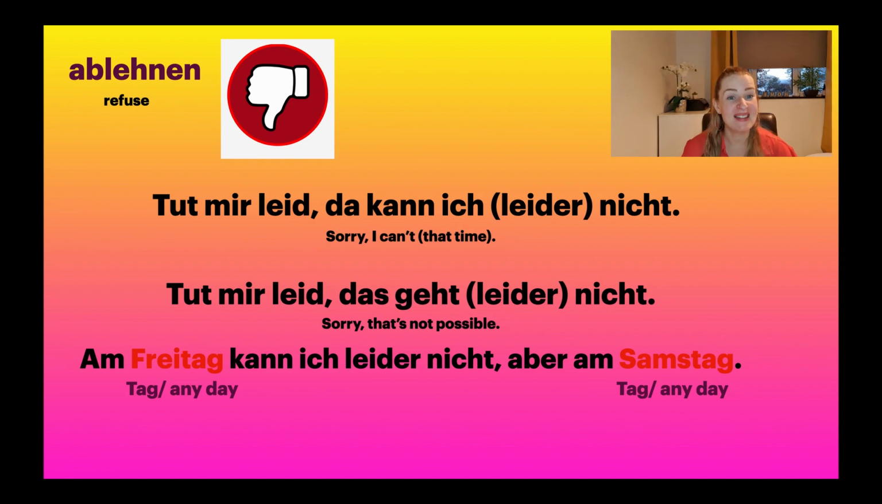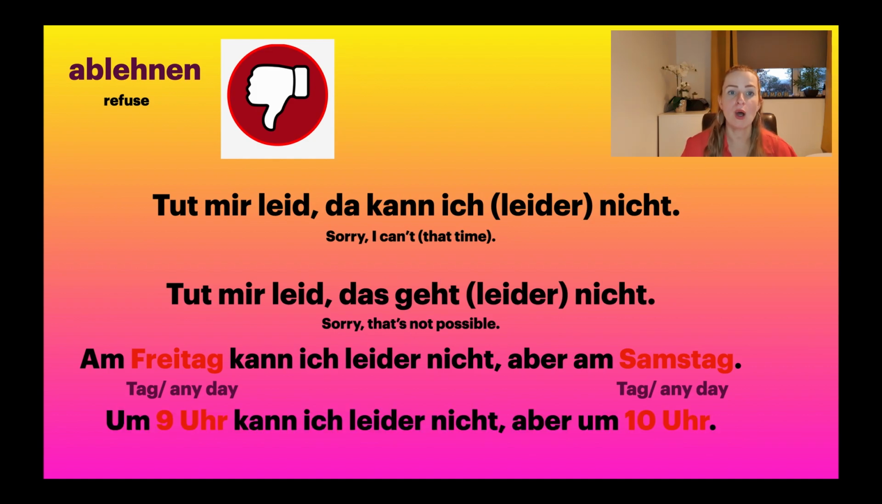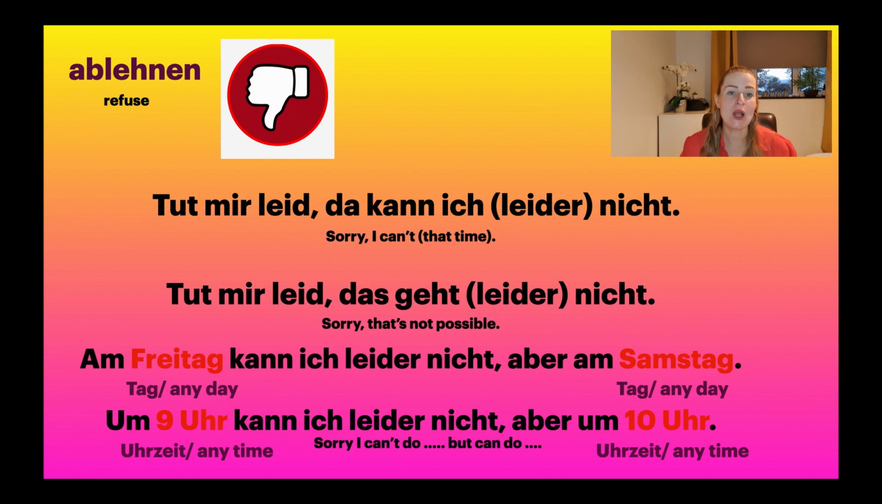Or maybe the time given to you isn't really suiting you. That means you're giving an alternative time. You could say, um 9 Uhr kann ich leider nicht, aber um 10. So you're simply saying, sorry, I cannot make the day or the time you've given me, but I can do another day or another time.